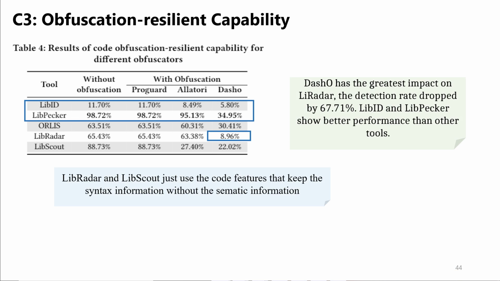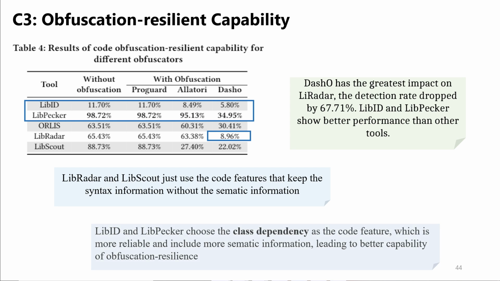Here we can see -O has a great impact on LibRadar. The detection rate even dropped by nearly 70%, and LibID and LibPecker show better performance than other tools. That is because, as we mentioned before, LibRadar and LibScout just use simple syntax information without semantic information, but LibID, LibPecker, or Aurelians use class dependency as a code feature.